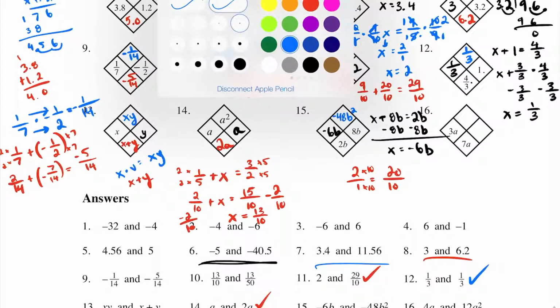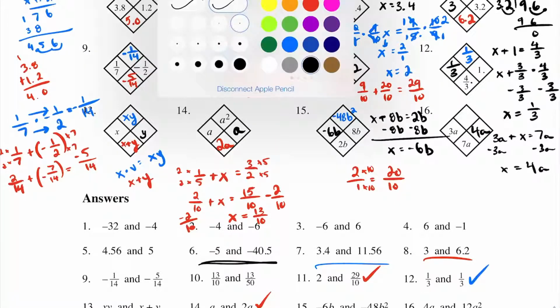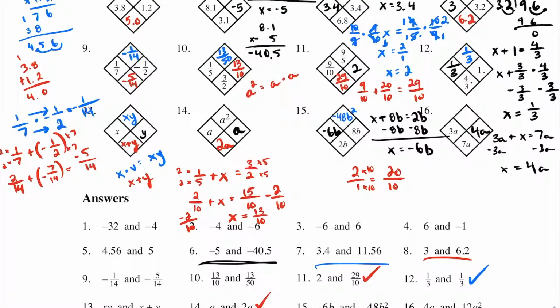I have a sum of 7a. They give me 3a. So I know that 3a plus some number that I don't know is equal to 7a. I'm going to subtract 3a from both sides to solve for x. So I know that x is equal to 4a. Now let's multiply these two things together. 3 times 4 is 12, and a times a is a squared.